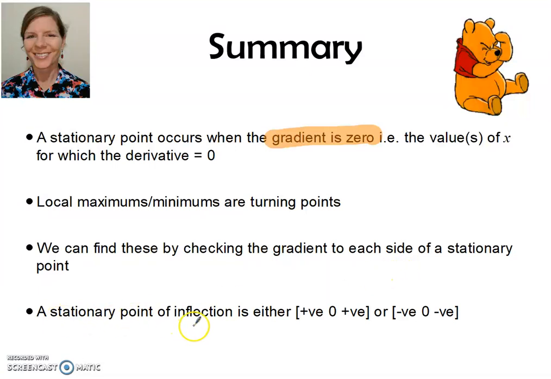And then a stationary point of inflection either goes positive, 0, positive, or negative, 0, negative. What I mean by that is we have positive gradient goes through 0 and it's positive again, or negative gradient goes through 0 and is negative again. And those are your stationary points of inflection there.